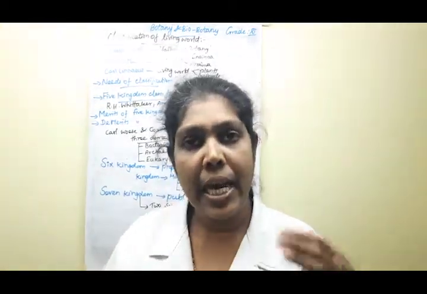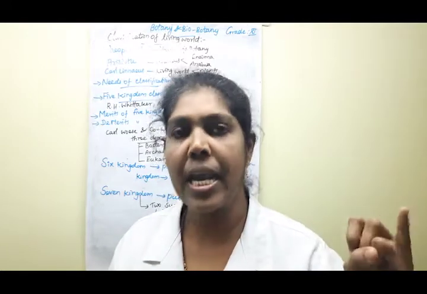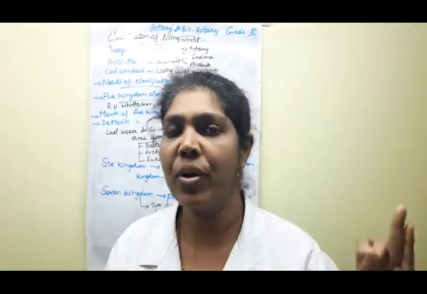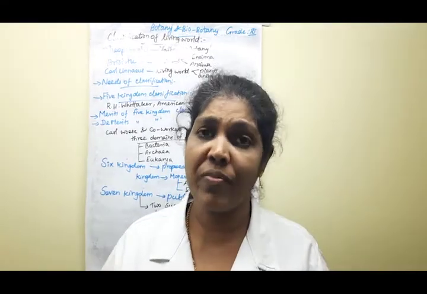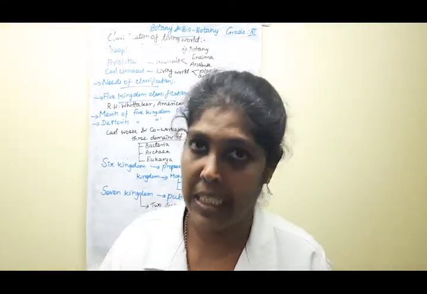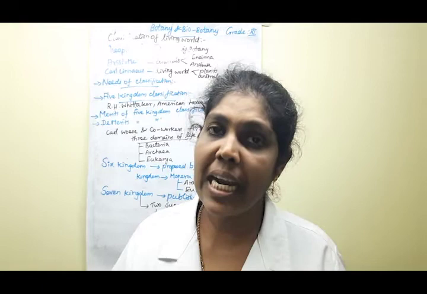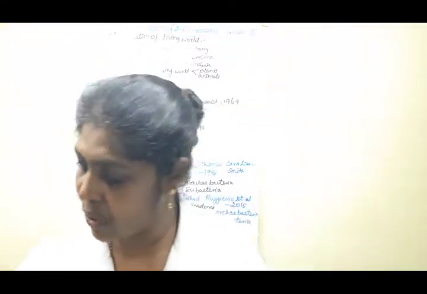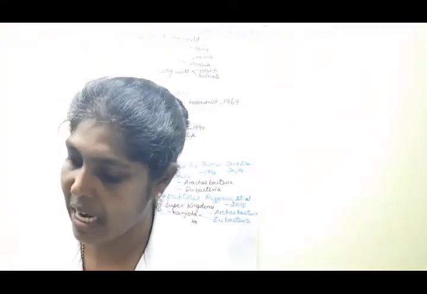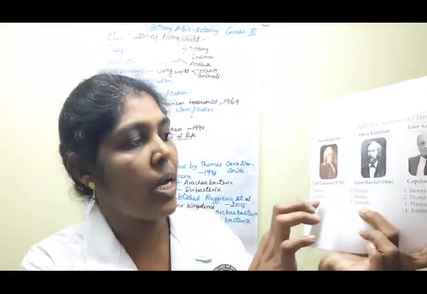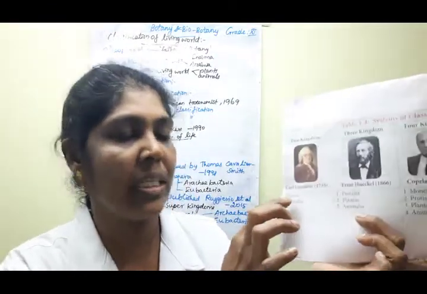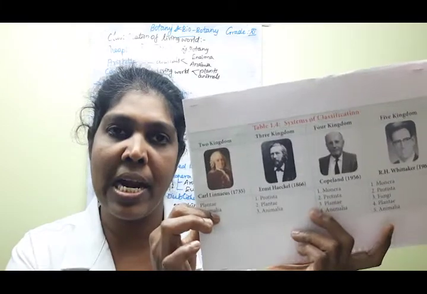Clear? Then next are the three kingdom system of classification, the four kingdom system, and the five kingdom system. The five kingdom system is one of the most effective classification systems. The three kingdom system added one more kingdom, Protista. First, the two kingdom system: the person is known as Carl Linnaeus. He classified living organisms into two kingdoms, Plantae and Animalia.